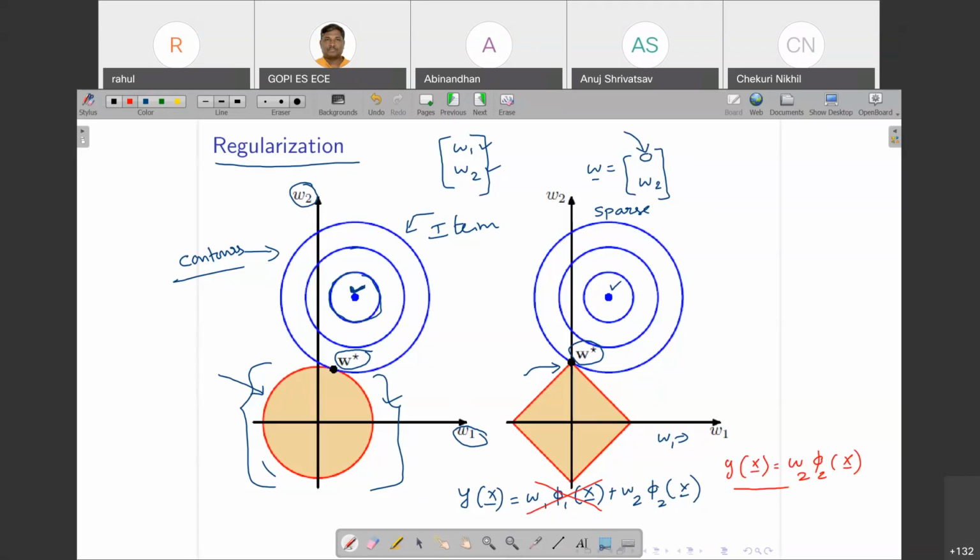But this is just for illustration, having only two elements in this W. Originally we are talking about a very big vector, not only two elements. This is just to make you understand. Imagine 500 elements in it. Out of these 500 elements, if only 20 or 30 are non-zero, you are happy, because you are making that regression model so simple. That is the reason why we are going for that.